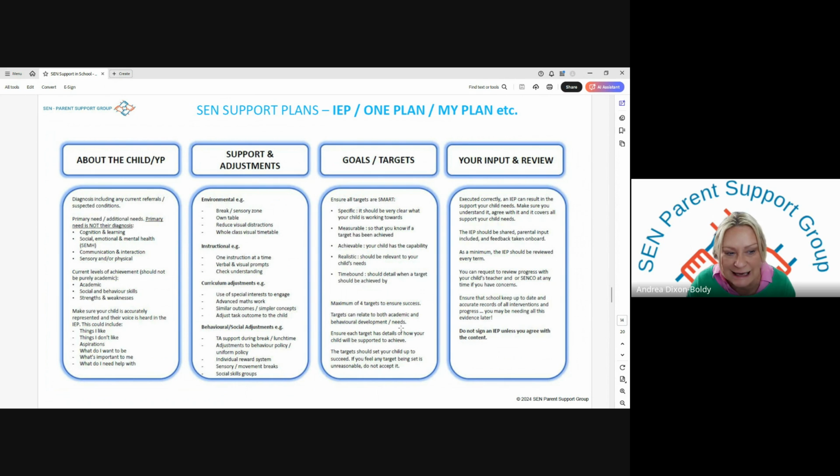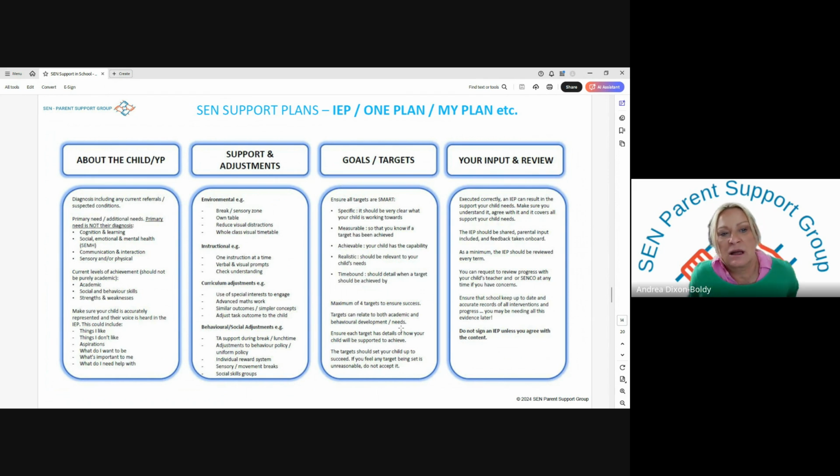Make sure the child is accurately represented and that their voice is heard within the IEP. Things that the child likes to do, what aspirations do they have? What do they want to be? What's important to them? And what do they think they need help with? The support and adjustments, for example, could be environmental or instructional, curriculum adjusted, or behaviour and social adjustments.